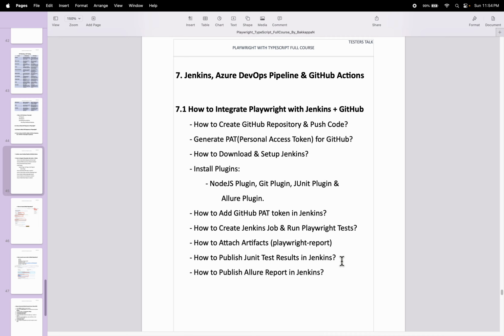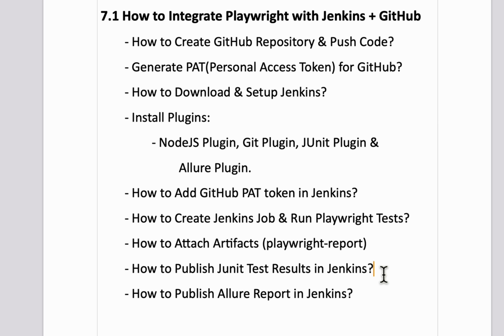So far you have seen how to run the Playwright test from the Jenkins, and also you have seen how to attach the Playwright report as artifacts in the Jenkins. In this video I will discuss how to publish the JUnit test report in the Jenkins.